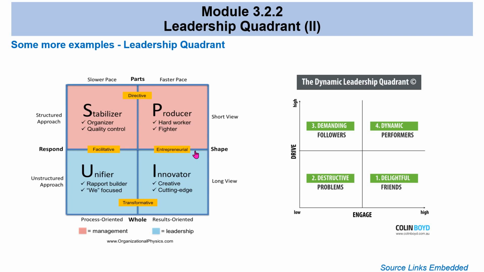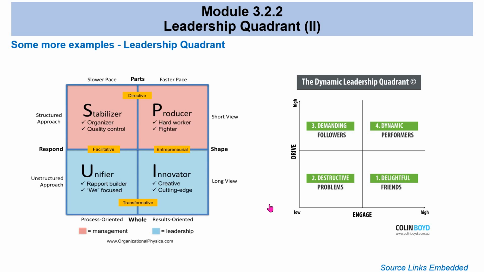And someone who looks at the short term view but goes at a higher pace and is also result oriented can be a producer, a force with skills that are more directive and entrepreneurial. Also, there are leaders who are more stabilizers because they tend to take things slower and with a structured approach, and they also use process for that. And there are unifiers, who work in an unstructured way with a process and want to go slower.